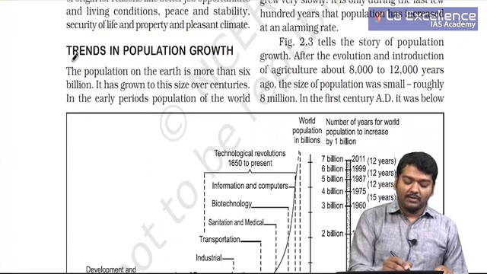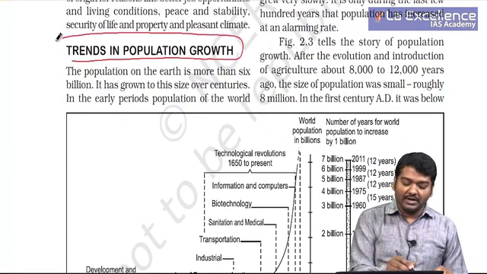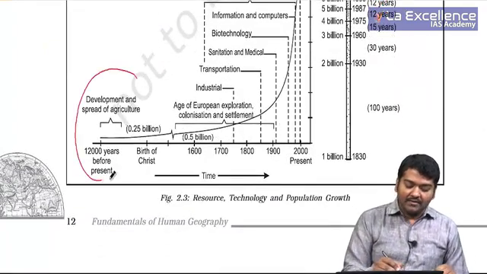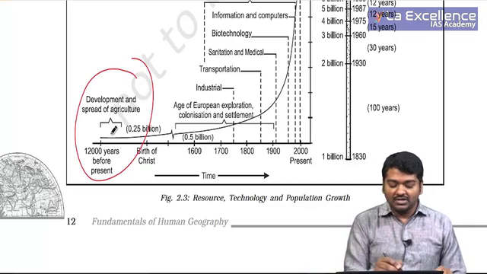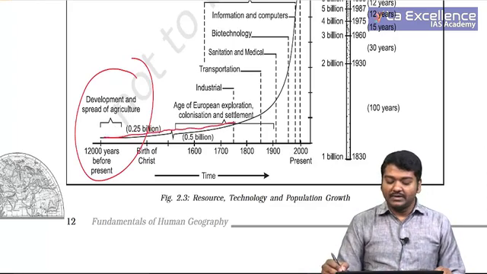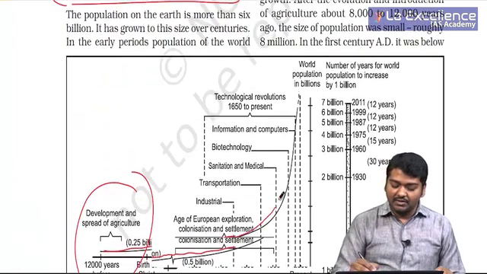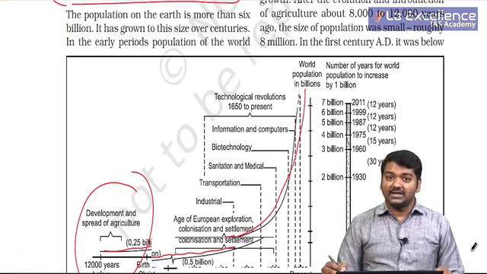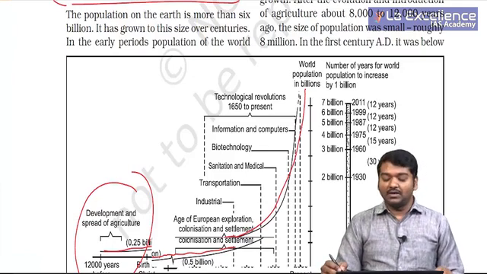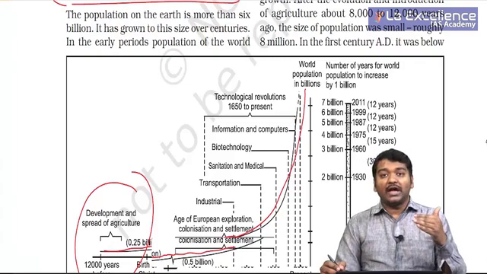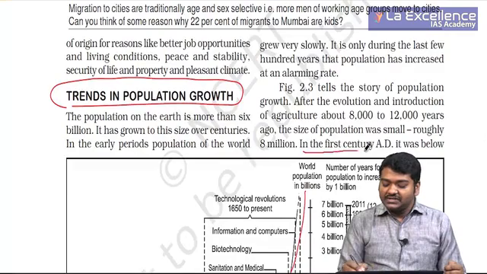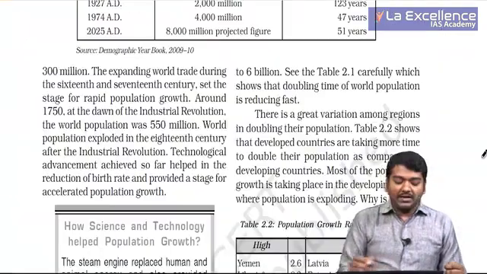And then we need to talk about the trends in population growth, how it has changed over centuries. So here you can see initially with the development and spread of agriculture, there is a little bit of rise, right? And European settlements, industrialization, can you see it led to this? And with technological advancement, especially when the death rate starts reducing, we usually observe that the population growth has increased tremendously. So here they try to say in the first century AD it was below 300 million.